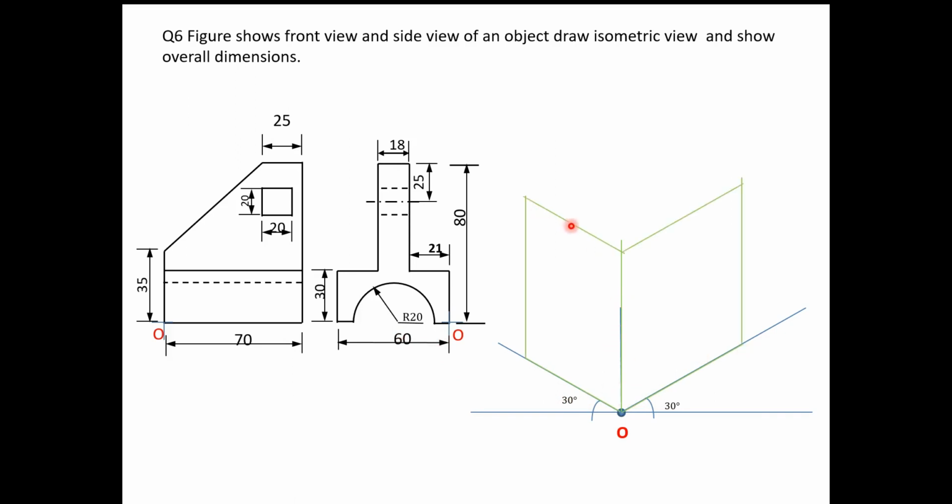So I have completed a left isometric plane, right isometric plane, and top isometric plane. So this is 70 by 80 right isometric plane. This is 60 by 80 left isometric plane. And this is top isometric plane, and that is 60 by 70. Give the dimensions to this.